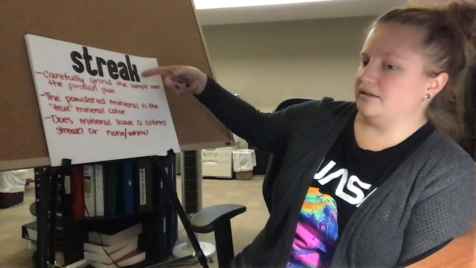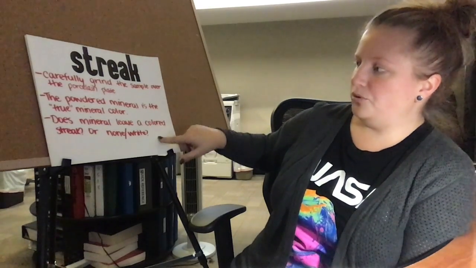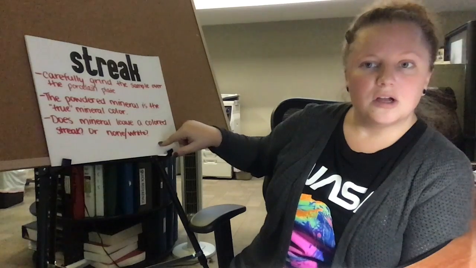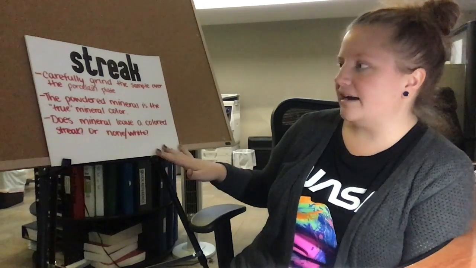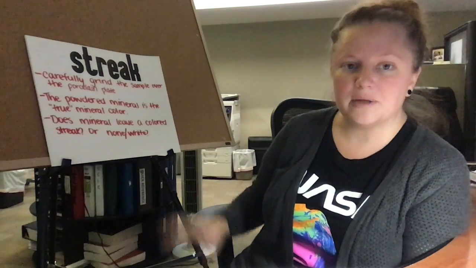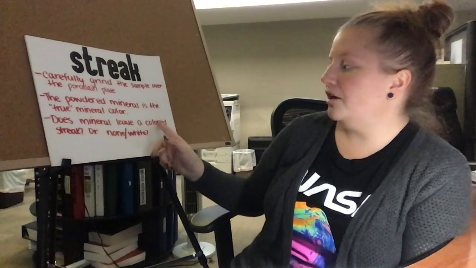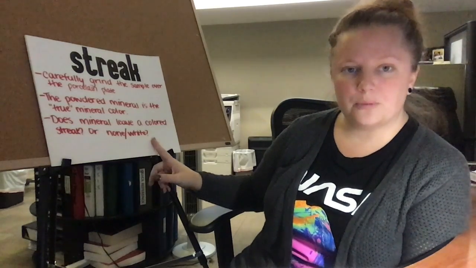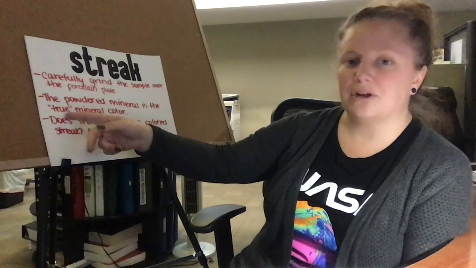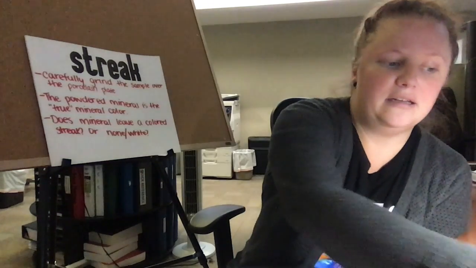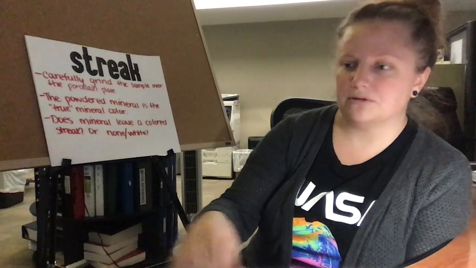Next, streak. Streak is the powdered mineral when you rub it on an unglazed porcelain tile. It helps to have a black tile and a white tile so you can see the different colors of all your minerals. So your mineral will either have a colored streak, no streak, or a white streak. And the powdered mineral is the true mineral color. What you see when you look at it may be different than what the actual streak is.